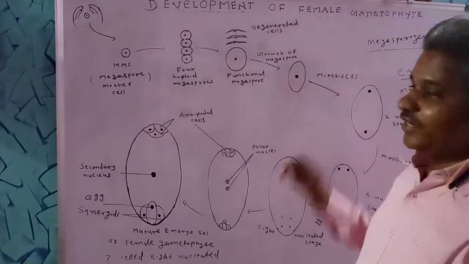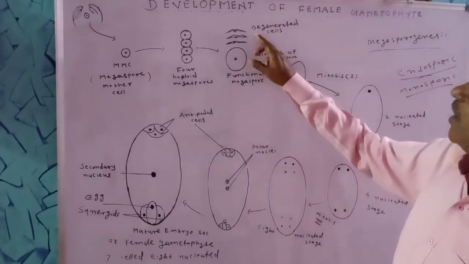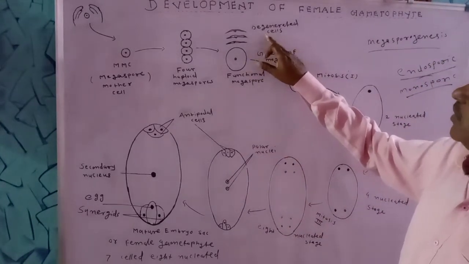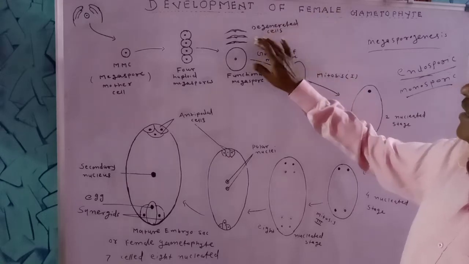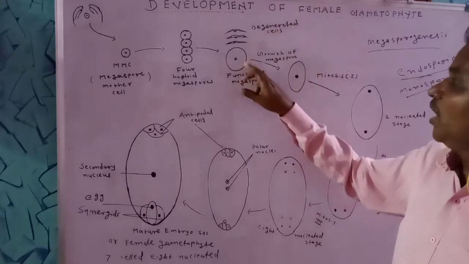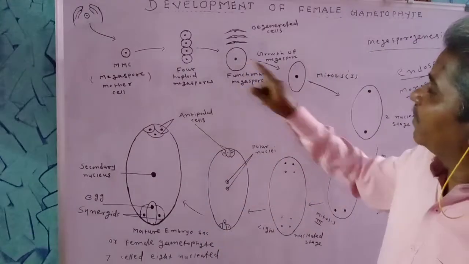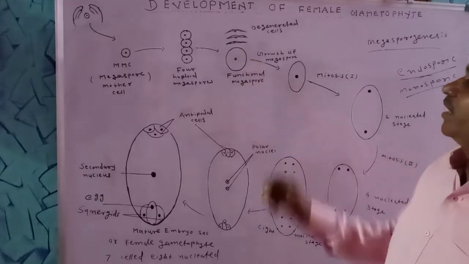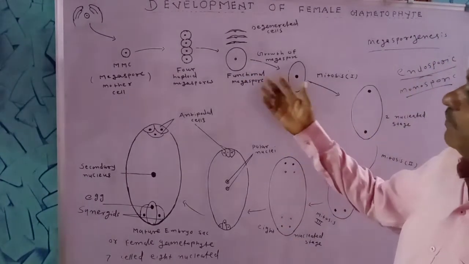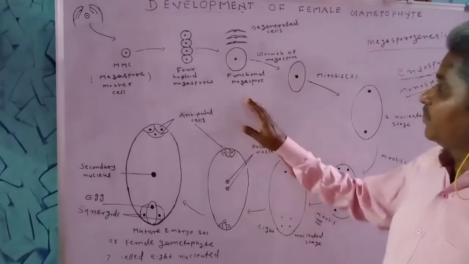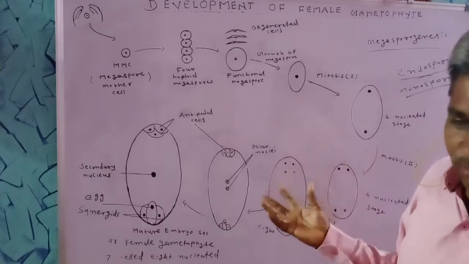So what is degeneration? Ultimately they are destroyed, and these upper 3 megaspores degenerate or abort, and they are non-functional, while the lower 1 megaspore remains functional. That functional megaspore is a haploid cell resulting after megasporogenesis. This functional megaspore is the first cell of the female gametophyte.